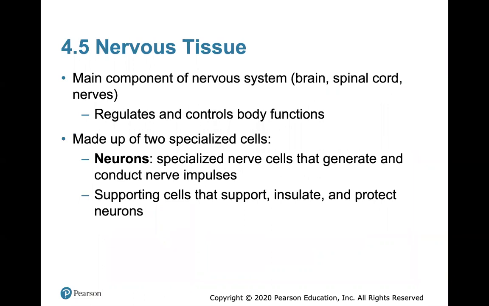Nervous tissue is the main component of the nervous system, your brain, spinal cord, and nerves, which will regulate and control all your body functions. It's made up of neurons and supporting cells.